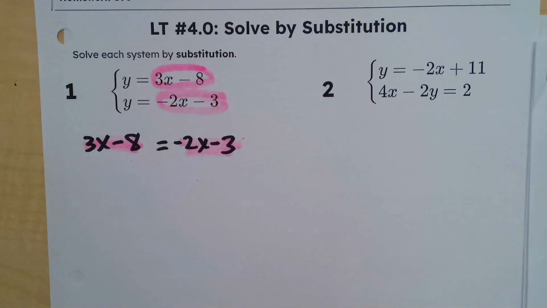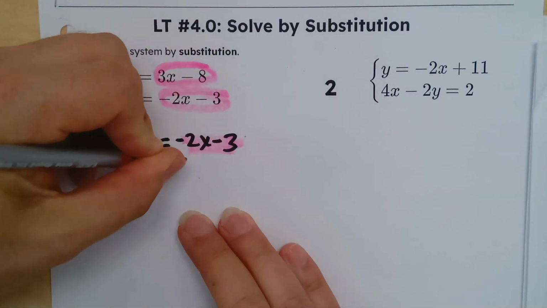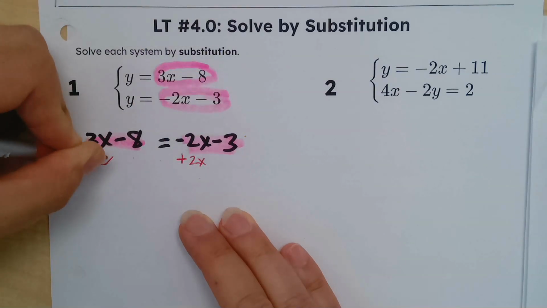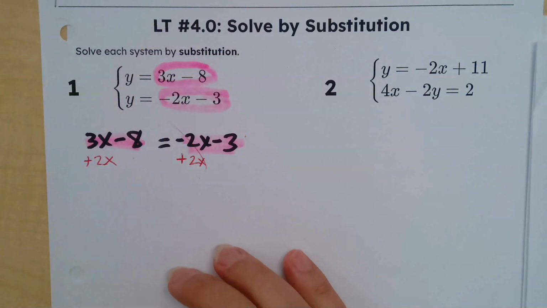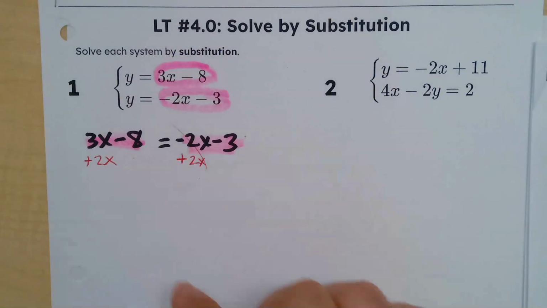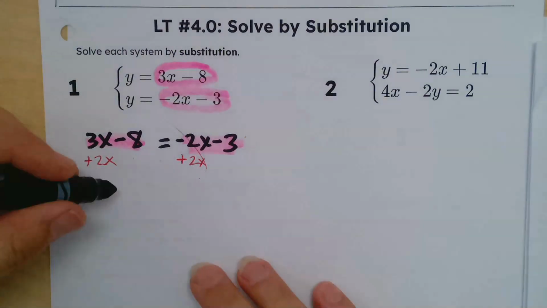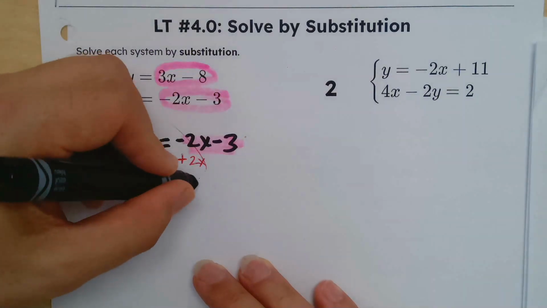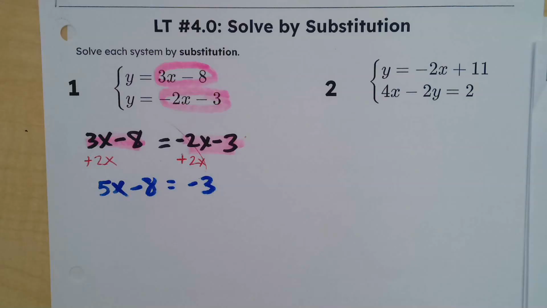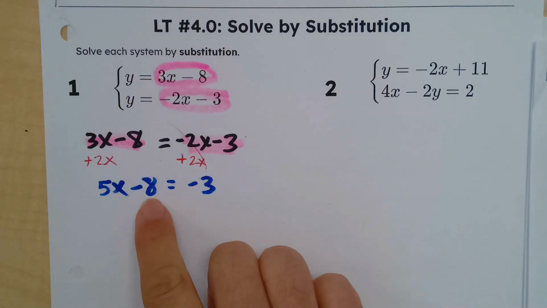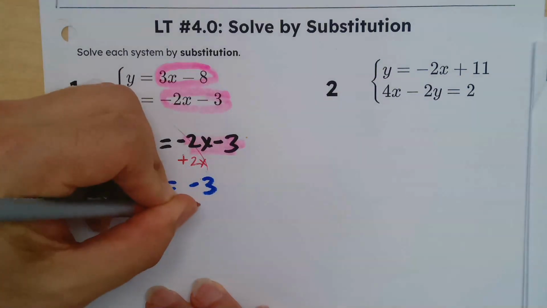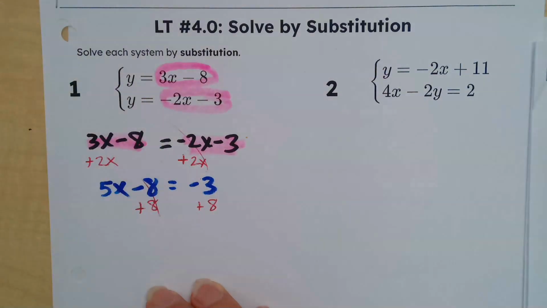Okay, so now we want to get the x over to one side, so I'm going to put plus 2x here and plus 2x here. That's going to make that go away. And so now 3x plus 2x, that's going to give me 5x minus 8 equals negative 3. Okay, and so now to get rid of this negative 8 over here, I'm going to put plus 8 on both sides of the equal sign to make that go away.